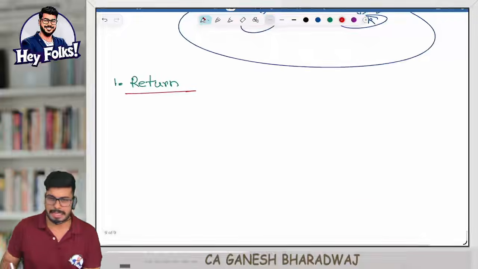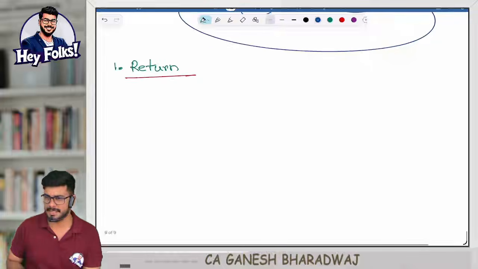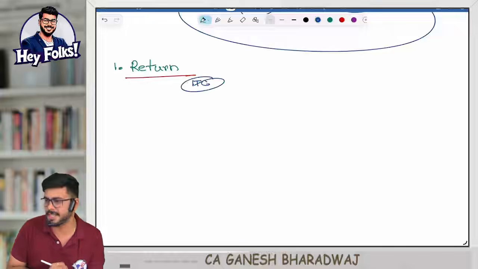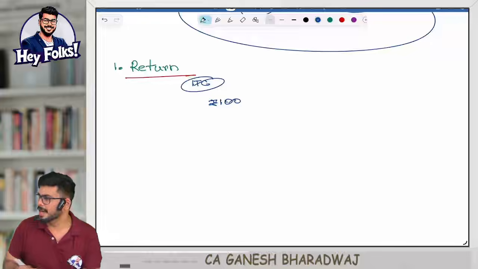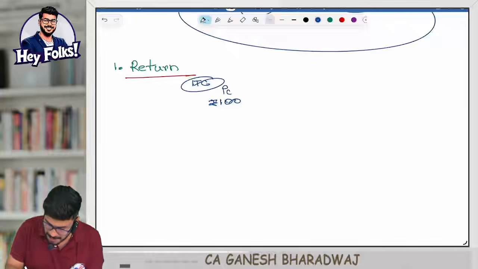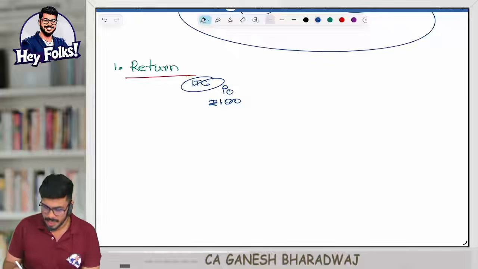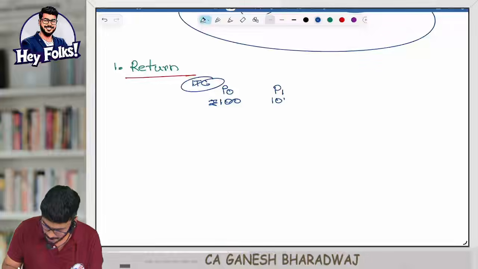How do you compute return? First, let us say I invested in a particular share. Let's take the same example, ITC. I purchased an ITC share at rupees 100 and hold it for 1 year. This price I call P0. What is P0? The price today. Now, 1 year after I invested, the price became 110 rupees.